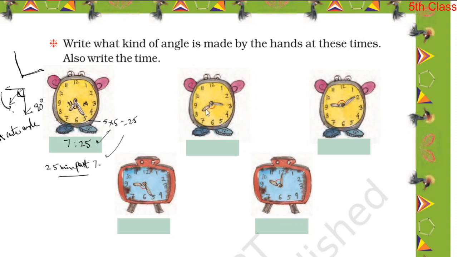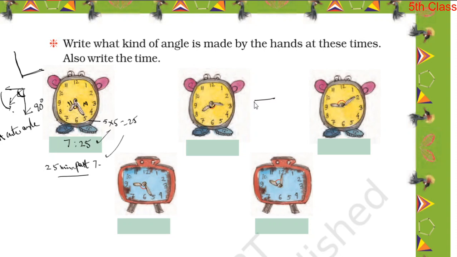So this is the minute hand. Out of these two hands, which one is the hour hand? Obviously this is the hour hand. Why? Because this is short in length. So in between this minute hand and hour hand, the angle made is this one. So is this angle greater than 90 or less than 90? Exactly, this is greater than 90 degrees.